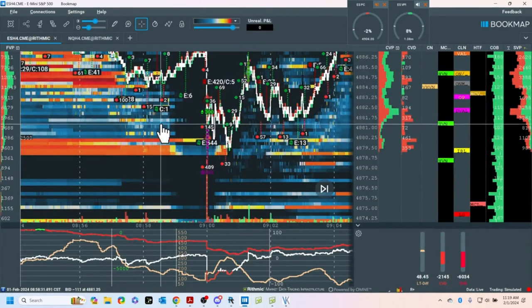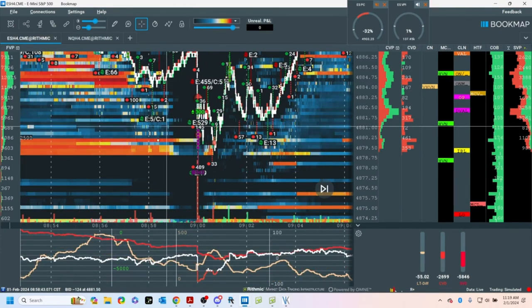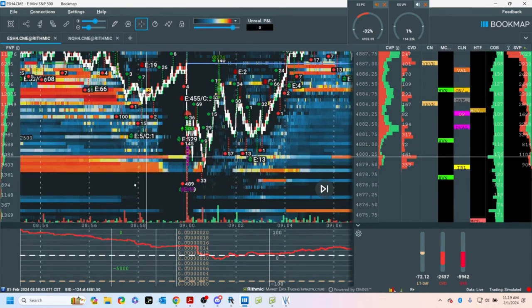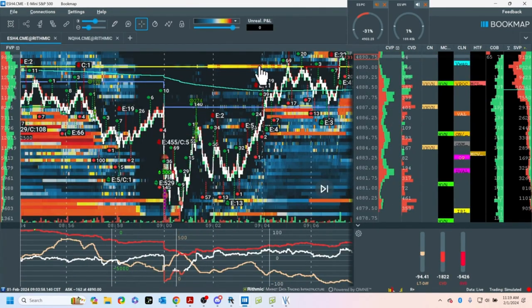Got it? Sorry about that, but I'm dragging stuff around and Bookmap's going, what are you doing? Are you guys with me? Is this making sense? So that's a long. This is Trader Lab. Now, where does it go, you ask? Here. This is called mean reversion. It is a specific trade plan, and this is what we do in the Trader Lab. Is this making sense?